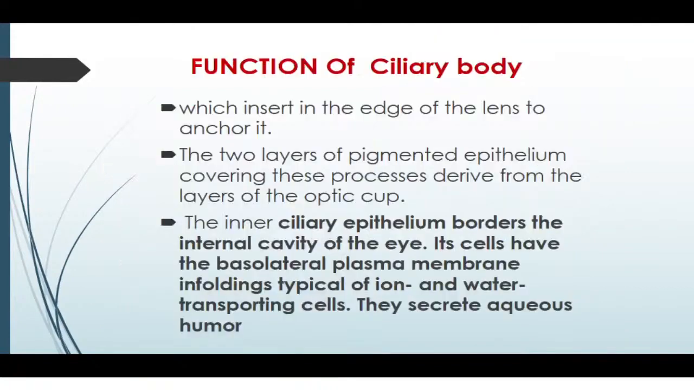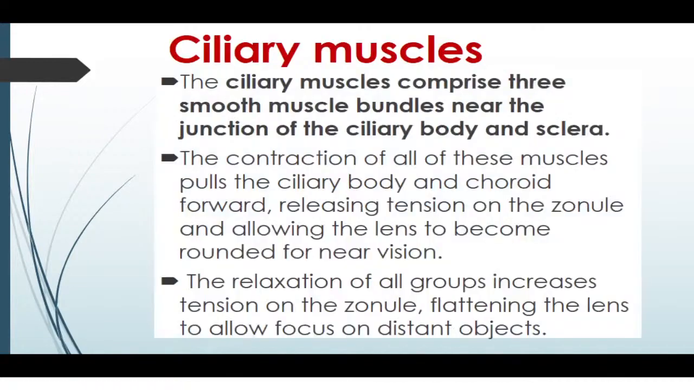Okay. The functions of the ciliary body: the two layers of pigment epithelium covering these processes derive from the layers of the optic cup. The inner ciliary epithelium borders the internal cavity of the eye. Its cells have basolateral plasma membrane enfolding, typical of ion and water transporting cells. They secrete aqueous humor. So the ciliary body secretes aqueous humor in the anterior and posterior chamber.